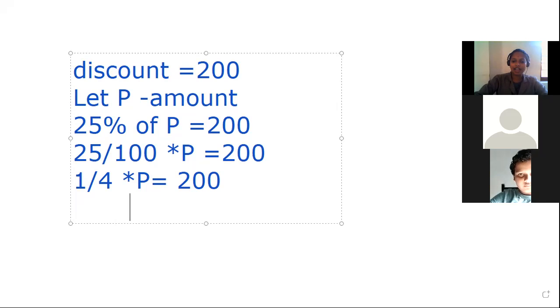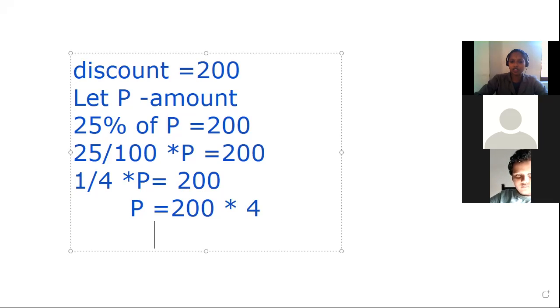Then what would be the value of P? Here 1 by 4 is multiplied with P, so we have to convert it into RHS. While transposing to RHS, what happens? We have to take its reciprocal. The reciprocal of 1 by 4 is 4 by 1. That is 200 into 4 by 1. 4 by 1 means 4 itself. That is, the actual price of the sweater is 200 into 4, that means 400 rupees. Did you get the idea?